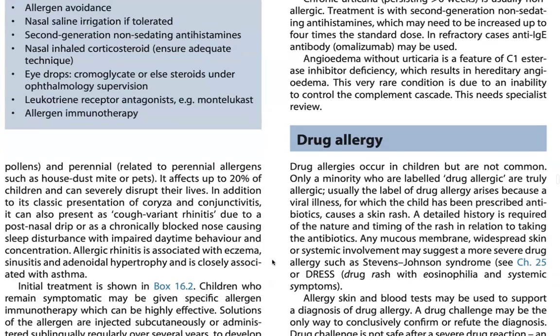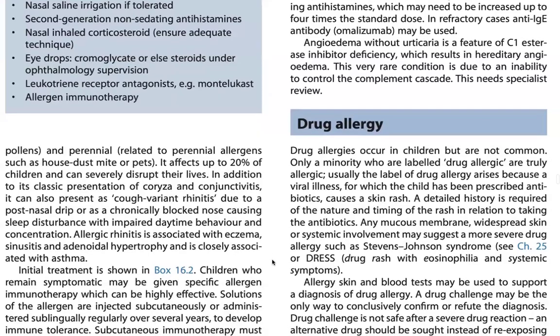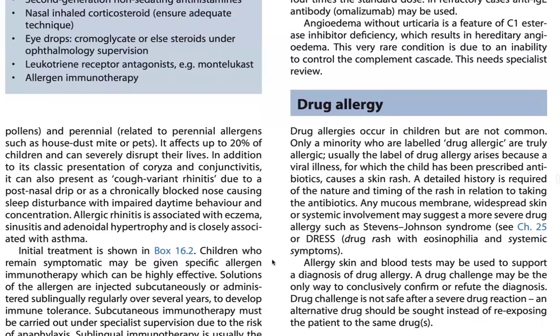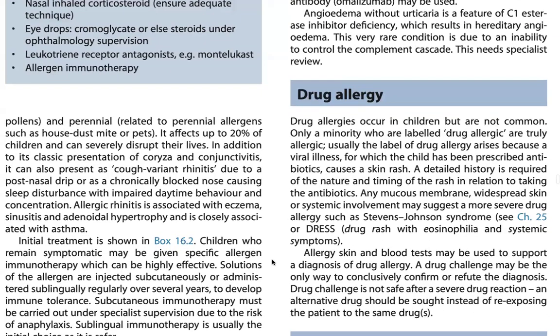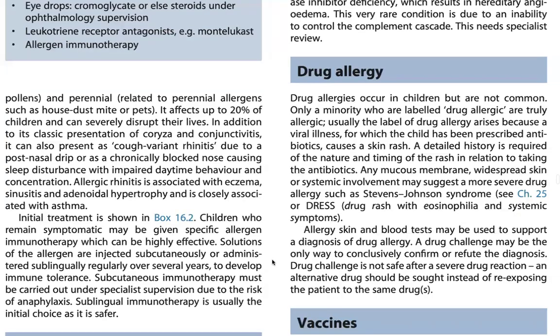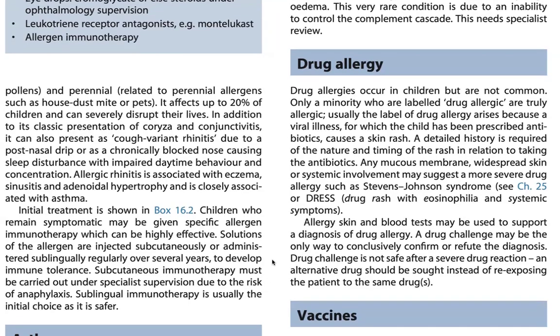Treatment is with second generation non-sedating antihistamines, which if needed can be increased up to 4 times the standard dose. In refractory cases, the anti-IgE antibody omalizumab may be used. Angioedema without urticaria is a feature of C1 esterase inhibitor deficiency, which results in hereditary angioedema. This very rare condition is due to an inability to control the complement cascade. This needs specialist review. Drug allergy.